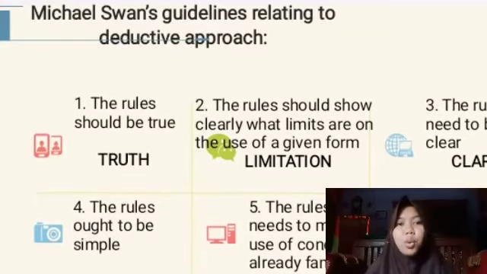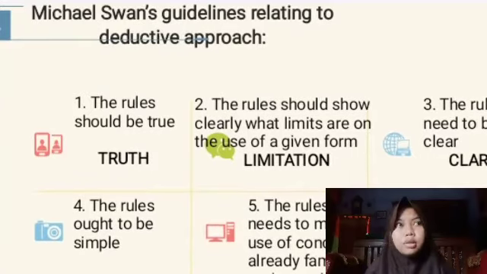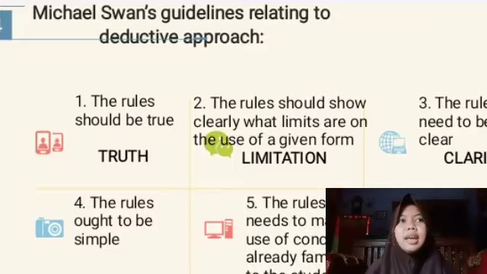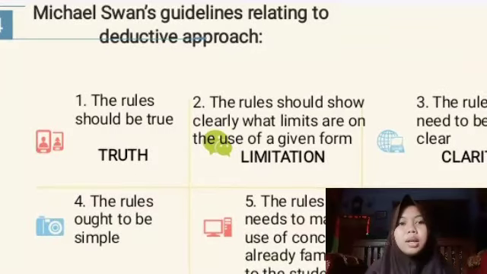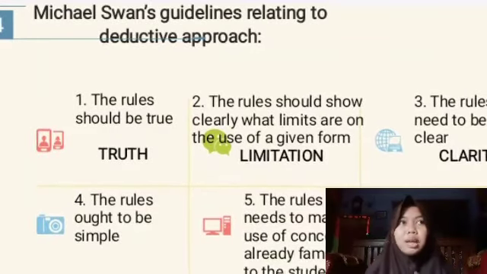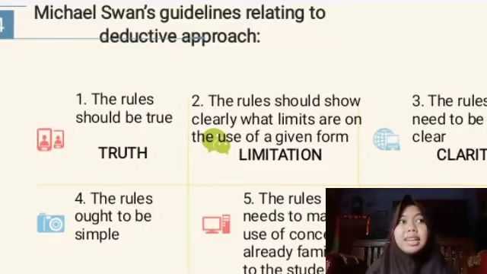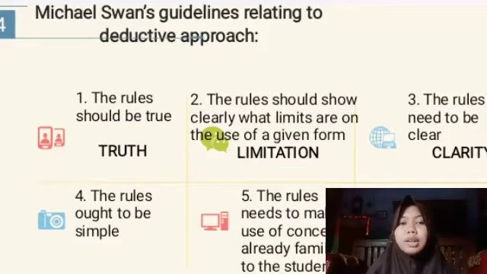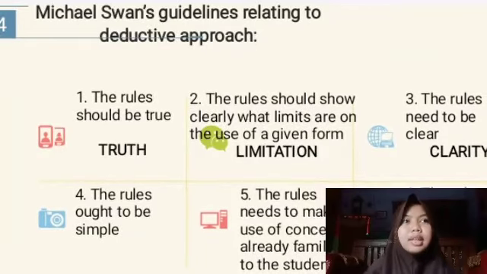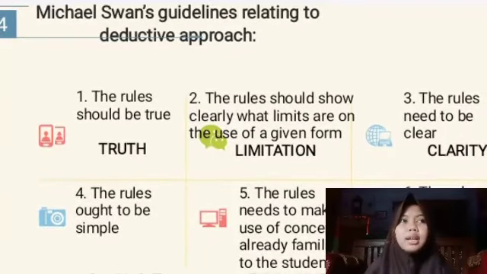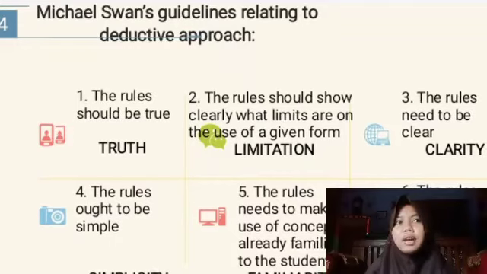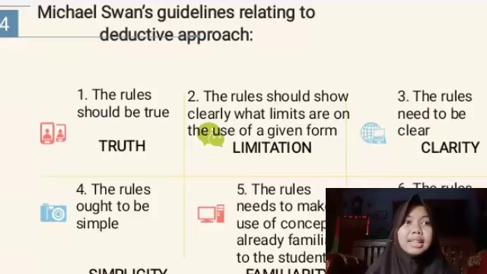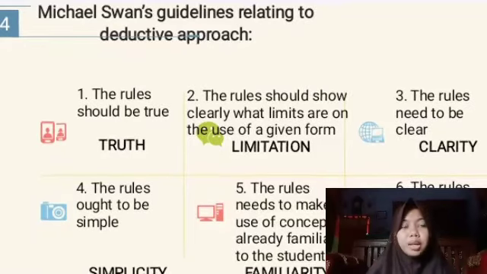It means that the rule should be true. While truthfulness might need to be compromised in the interest of clarity and simplicity, the rule must bear some resemblance to the reality it is describing. The second one is limitations. It means that the rule should show clearly what the limits are on the use of a given form. And the third, clarity. It means that the rule should be clear.